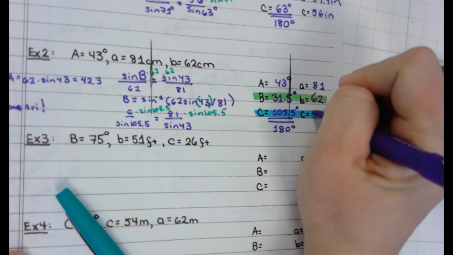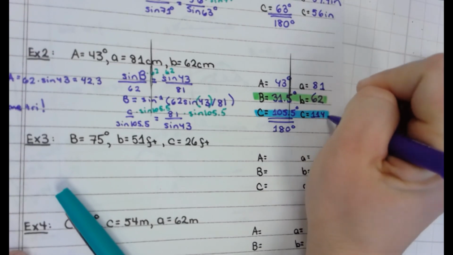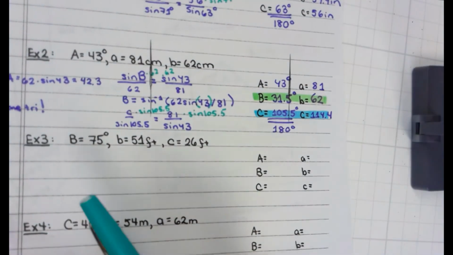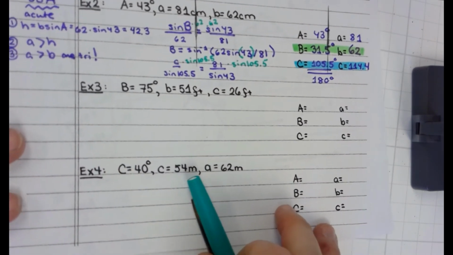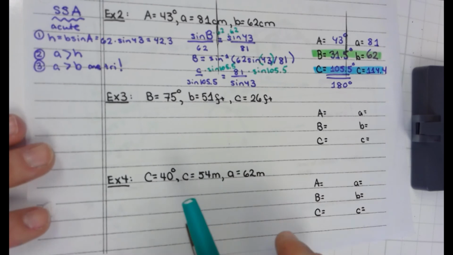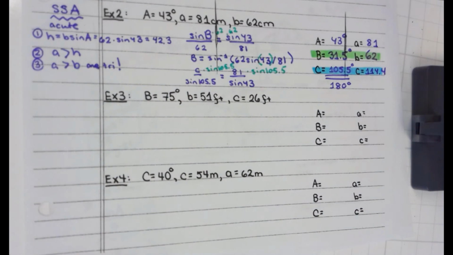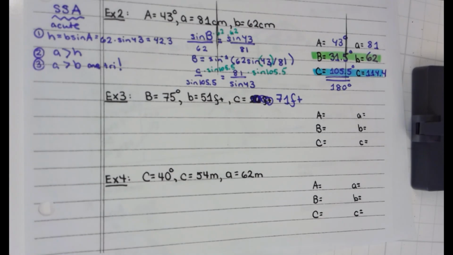0.14, is it 5 or 4? 4. And we have now solved our triangle. All right, I'm going to pause this. Does anybody need me to come take a look at their calculator? All right.